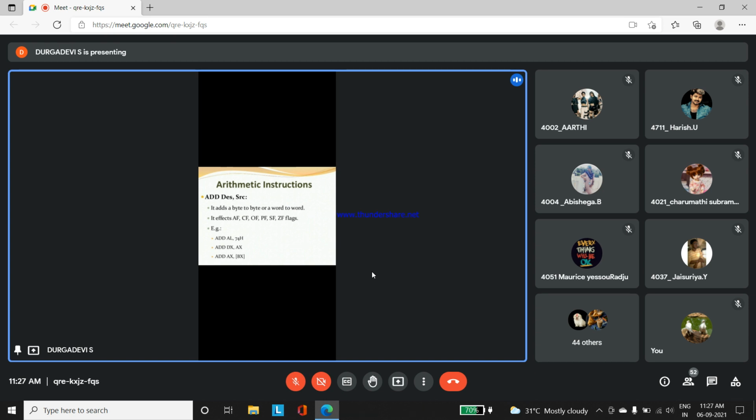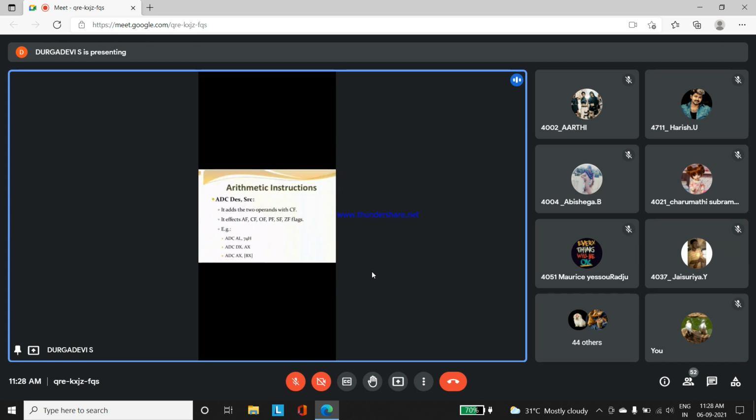Let me give you an example. This is an ADD. When you try to add AX and DX, if you get a carry from your MSB, what will happen? Your carry flag will be set. That means the CF position in the flag will be 1. It's one example.